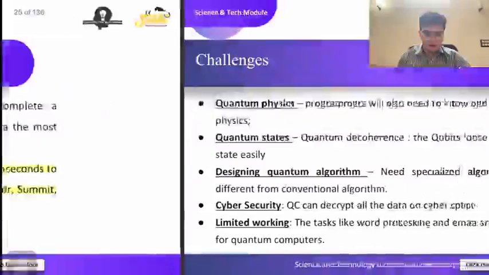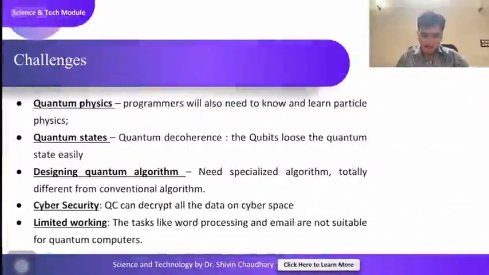Okay. Now, what are the challenges? The first challenge is the one we are facing right now: it is very difficult to understand, right? Second is decoherence. Now, what does this mean? The linked state, the superposition state. Quantum bits can lose that state sometimes.